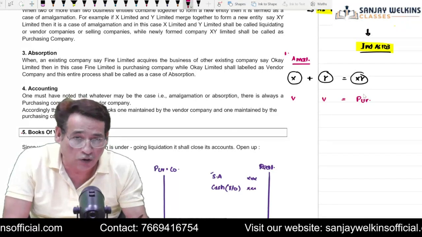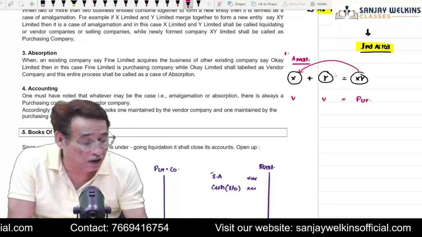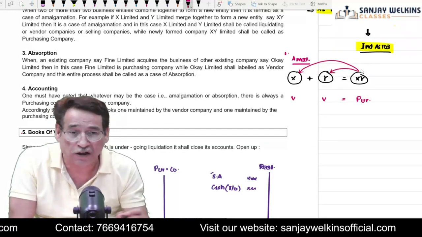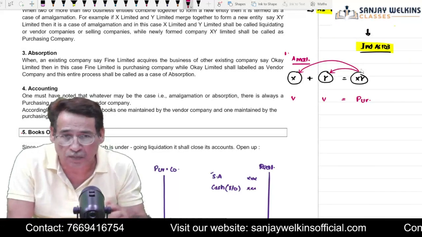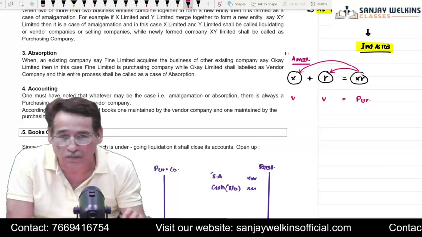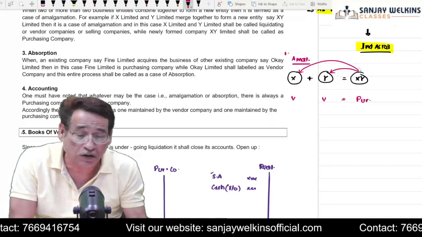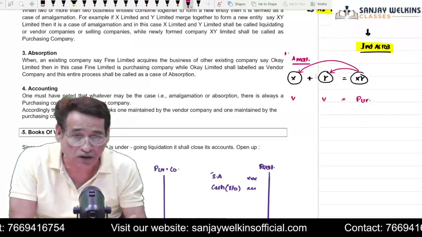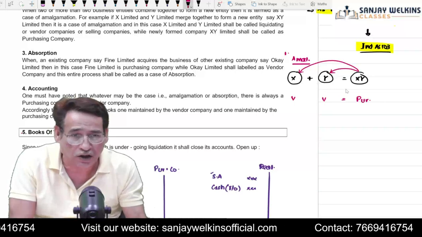Because from the accounting perspective, we shall presume that the business of X Limited and the business of Y Limited is being taken over by XY Limited. That is how we have to interpret it. We shall presume that XY Limited is taking over X Limited and Y Limited, in spite of the fact that both these companies themselves have decided to merge into a single entity. But from the accounting perspective, we have to view it in this manner.